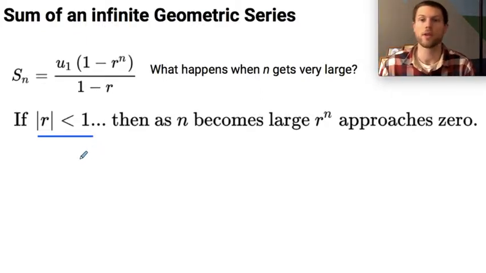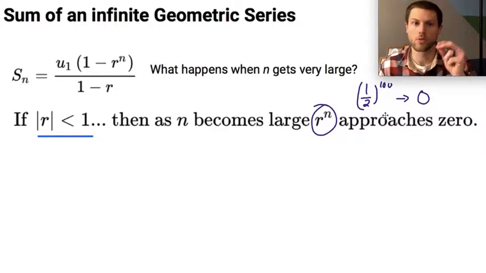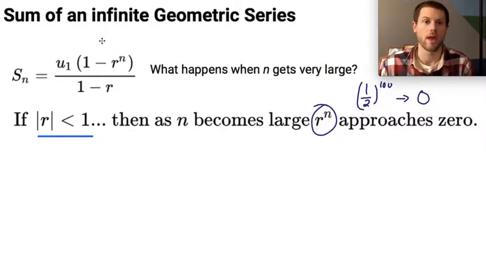But what about if r is less than 1, or the absolute value is less than 1? Things like a half, or negative a half, or positive a third, or negative 0.12345. What happens when n gets very large in this case? Well, think about what happens to r to the n. If I were to take something like 1/2 and raise it to a very large number, this is going to approach 0. It gets really, really small. So when n becomes very large, this r to the n really approaches 0, and it almost becomes insignificant completely.